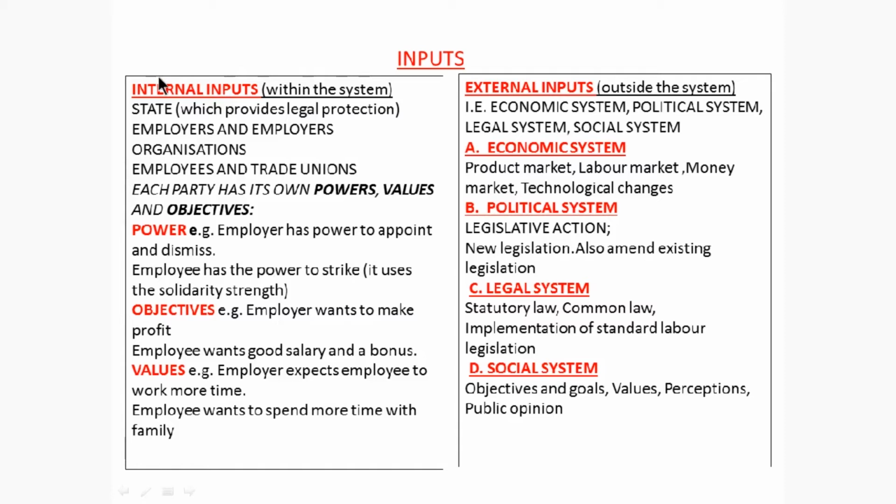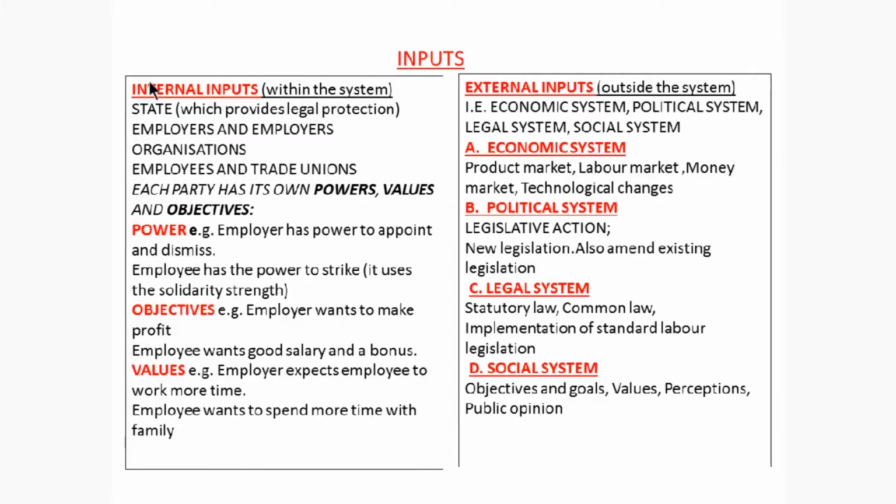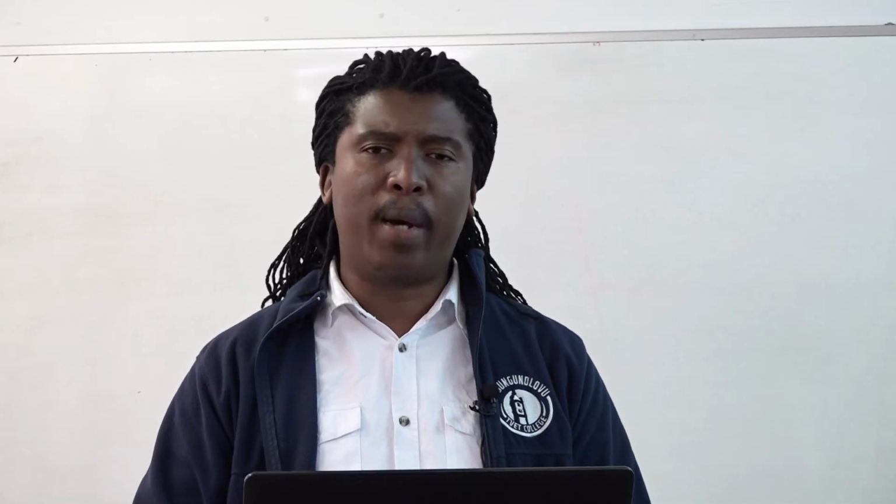If we paraphrase the issue of inputs more, the inputs are divided into 2. We have internal inputs, which are within the system. If we say they are within the system, they are within the relationship between the employer and employee, where you have the state, which provides legal protection. For example, the state will provide the Constitution, the Basic Conditions of Employment Act, and all the pieces of legislation for the purpose of protecting both parties, the employer and the employee.